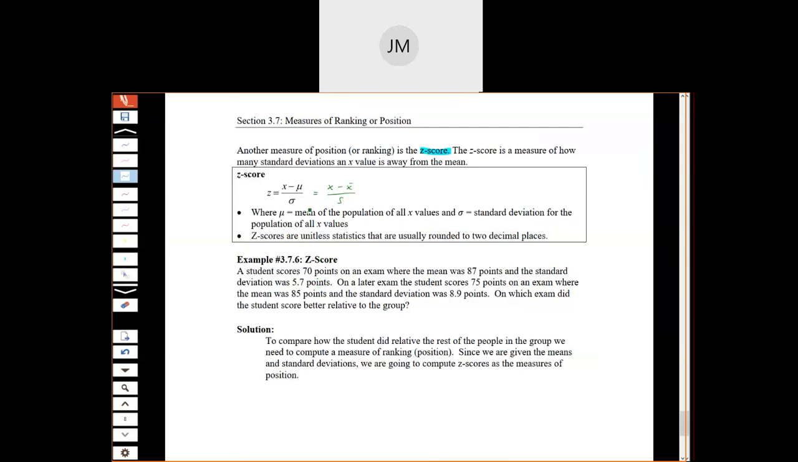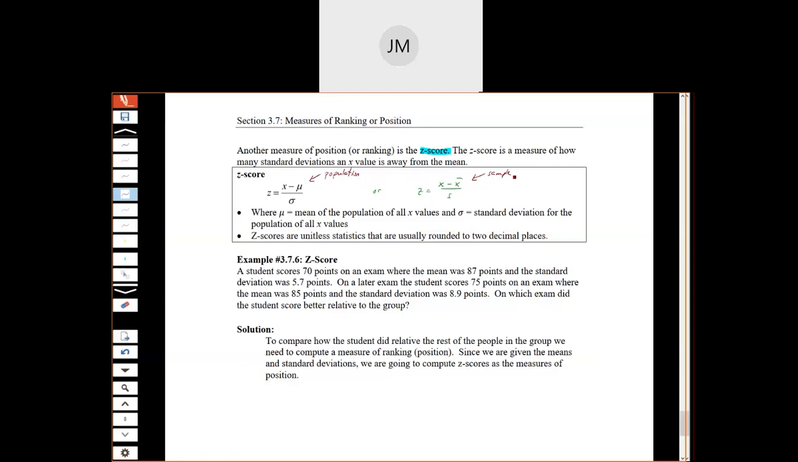Now these two formulas actually aren't equal to each other. They're just both formulas for z-score, so maybe I should write that down separately. We would use this formula in the context of a population, and we use this formula in the context of a sample.